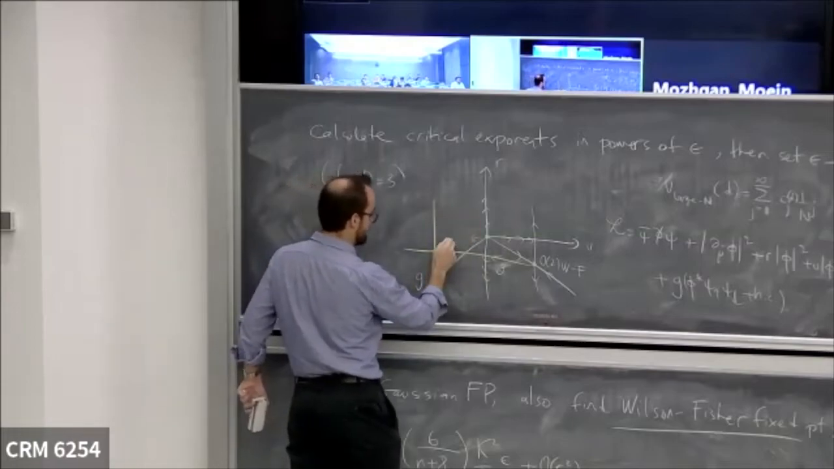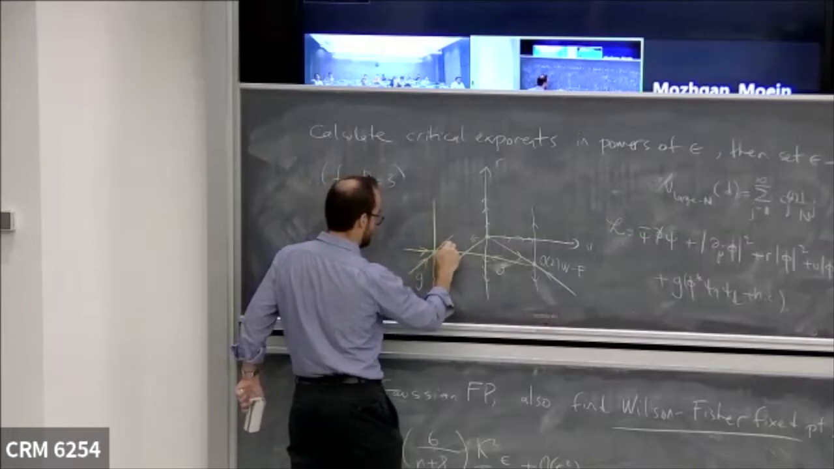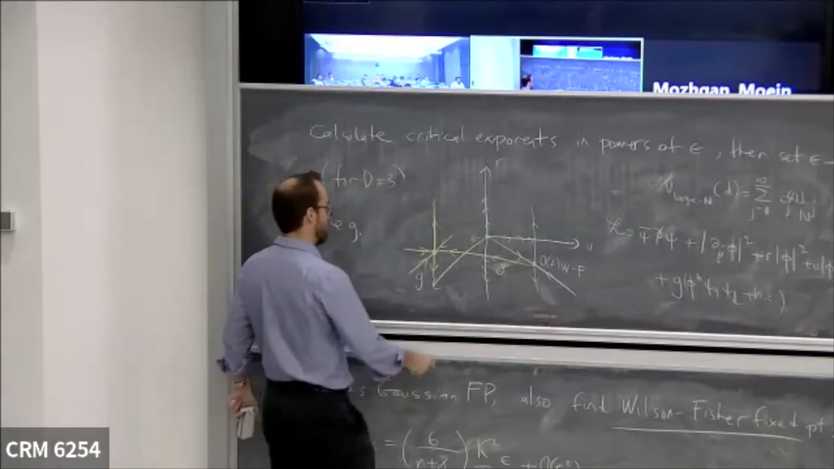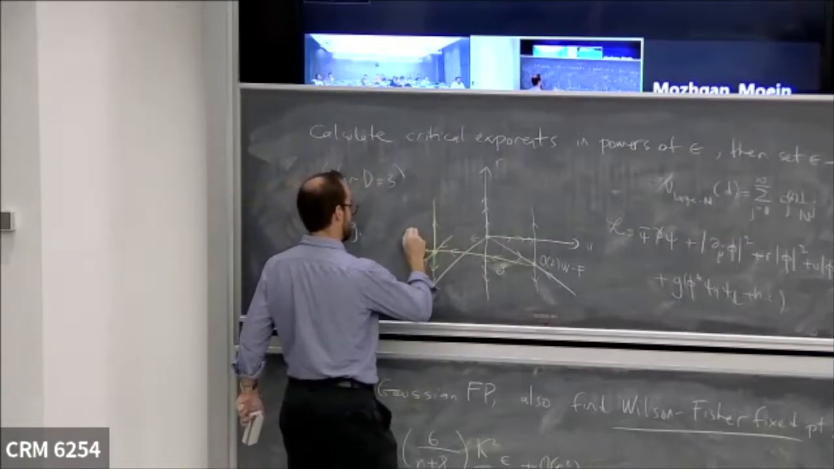in all directions except one, right? So it's stable in the plane of these interactions, and it has only one unstable direction, as you would expect for a critical point, and this fixed point has some emergent supersymmetry.